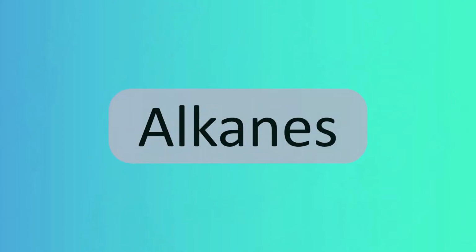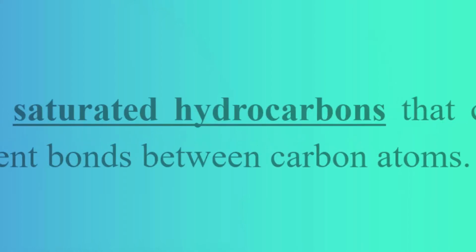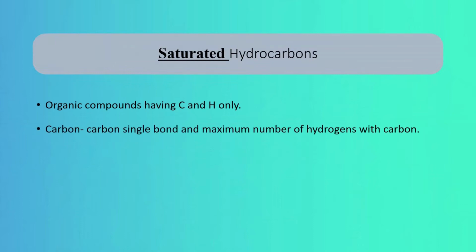Alkanes. Alkanes are saturated hydrocarbons that contain only single covalent bonds between carbon atoms. Saturated hydrocarbons are organic compounds having carbon and hydrogen only, with carbon-carbon single bonds and the maximum number of hydrogens with the carbon.